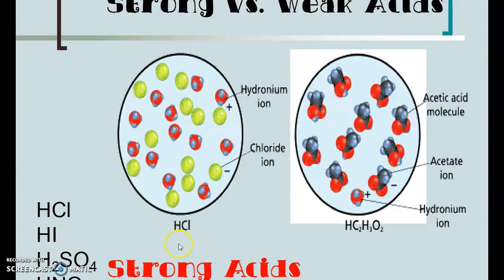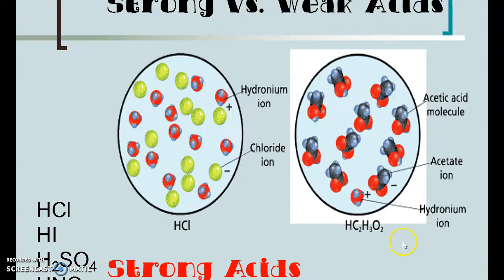So if we look here on the left at hydrochloric acid, you can see here that we are signifying the hydronium ion by these H3O pluses. There's a large number of those here in the hydrochloric acid. As a matter of fact, almost every one of those dissociated into H plus and H3O plus and Cl minus.